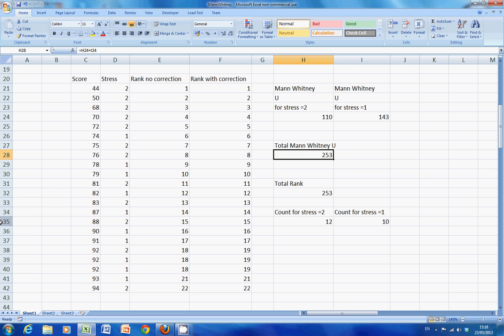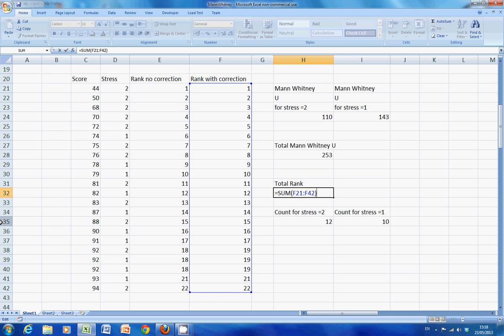So what I said there was, I summed the two ranks above, and then just as a little check, I summed the ranks on their own, just as a little internal check to make sure that I had done the SUMIF correctly. So they're the same.